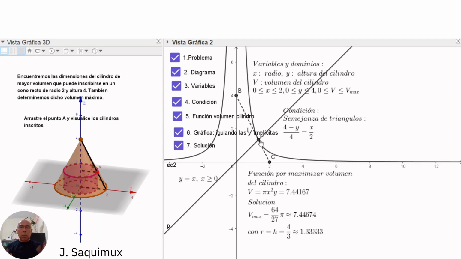So we see that point D gives the radius and height of the cylinder with the largest volume. The maximum volume is as indicated.